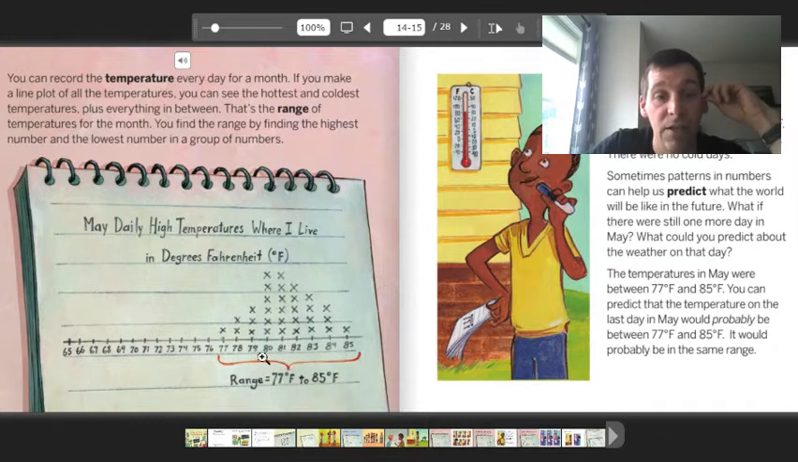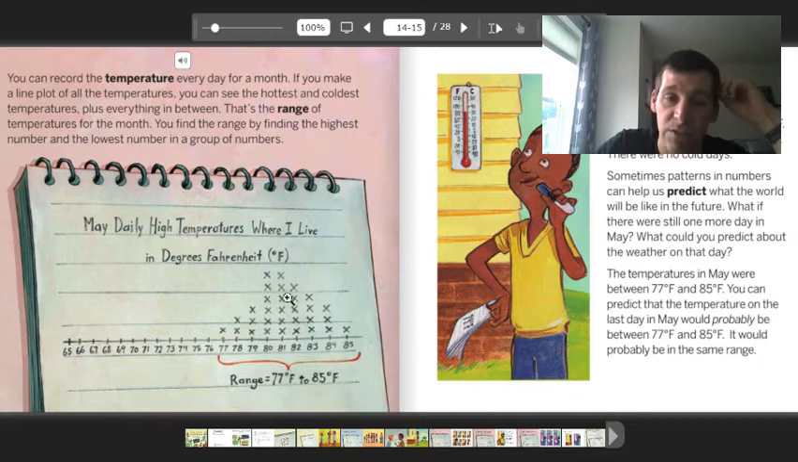You might very reasonably think that it's probably 80 or 81 or 82, somewhere one of these three, because those are the three most, they have the highest numbers. So I would guess it'd be one of those. Probably not going to be 77, probably not going to be 85. Okay. But I know it's going to be in this range. You can predict that it would probably be between 77 and 85. It would probably be in that same range.